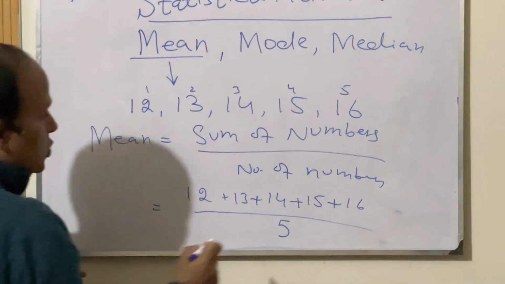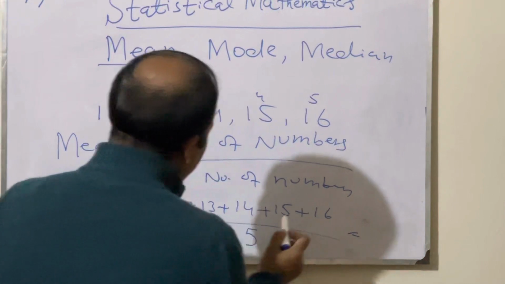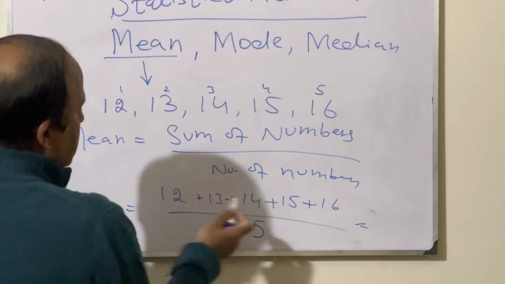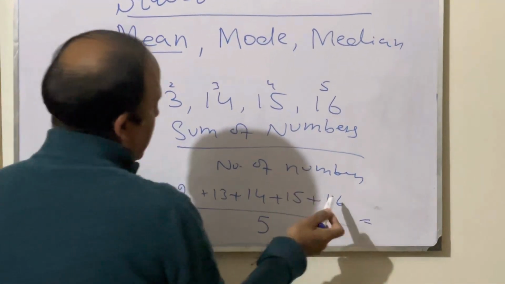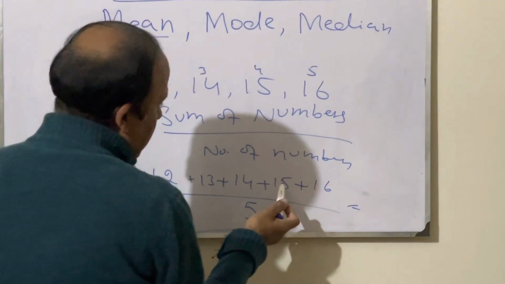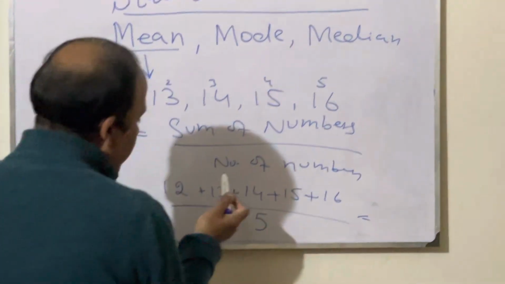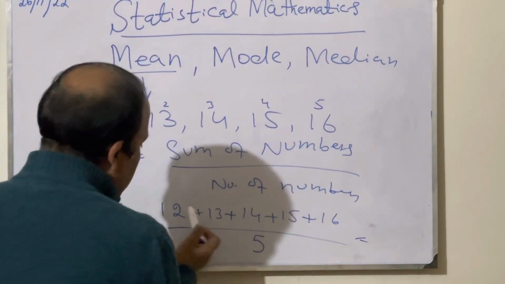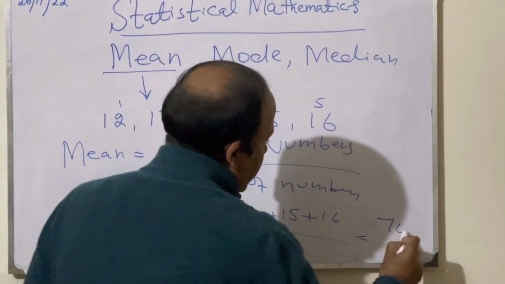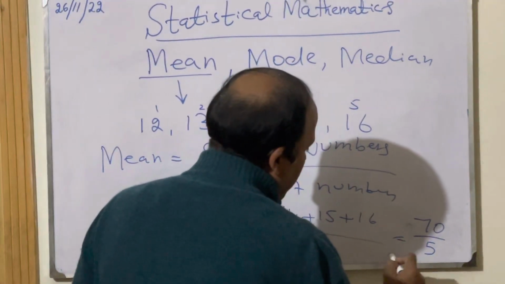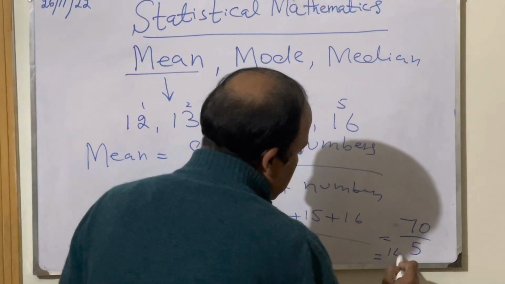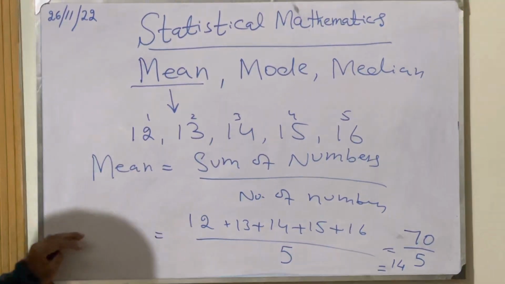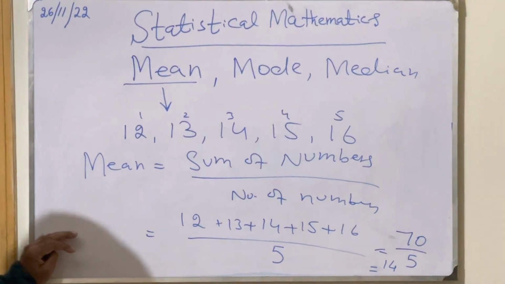So all I need to do is just add them together. There are 5 tens, so 50, 56, 61, 65, 68 and 70. So 70 divided by 5, so my mean happens to be 14. This is how we calculate mean. I hope you got it.